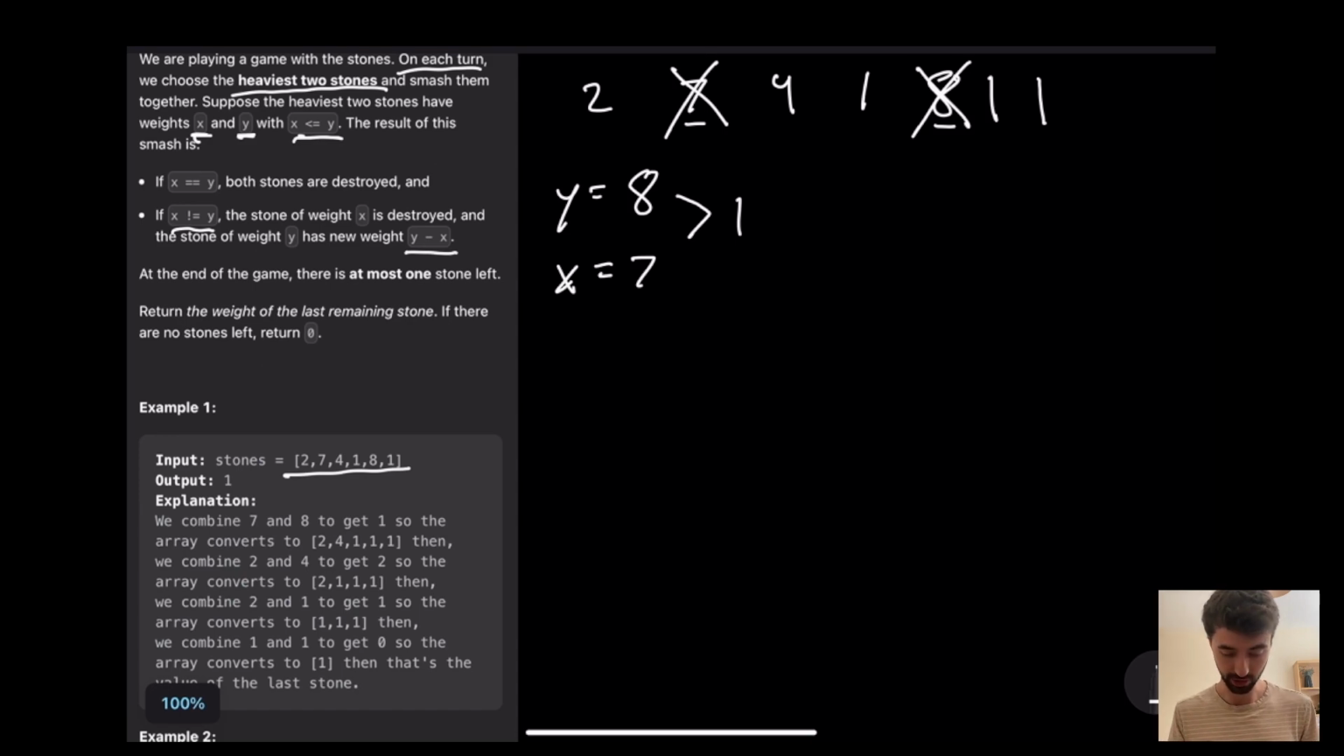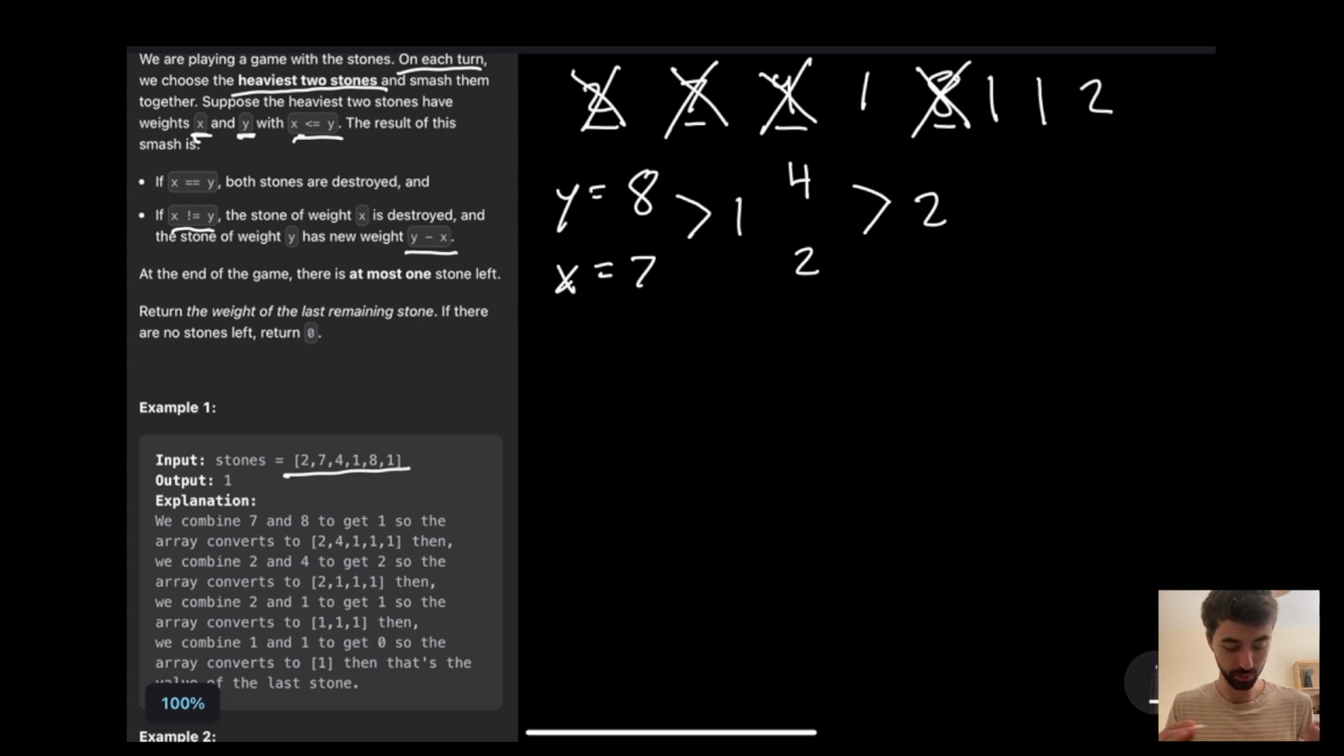Let's do the same thing for turn 2. So our biggest stone is 4, so that can be y. The second biggest is 2, so that can be x. And then we smash them together, and they will both be destroyed, and we'll be left with a stone of size 4 minus 2, which is 2. So we can add that stone in at the top.